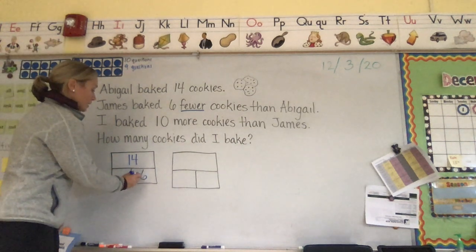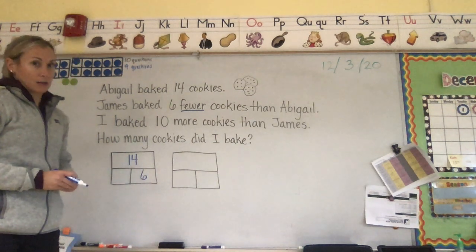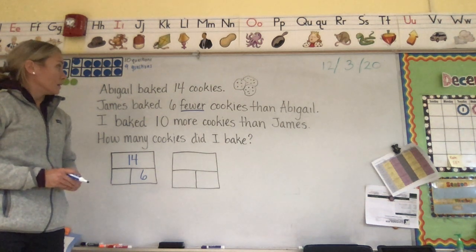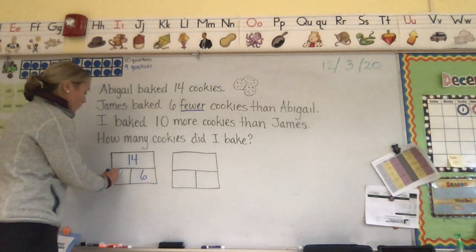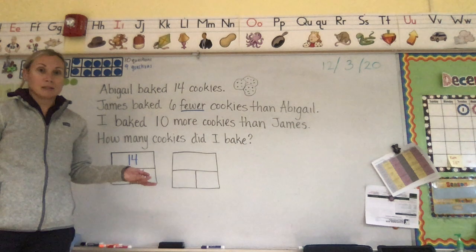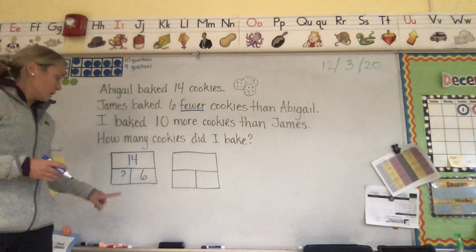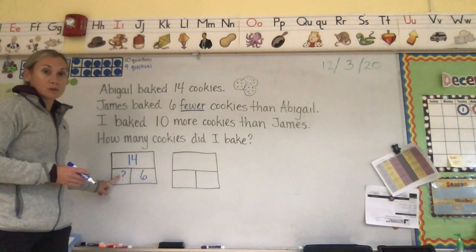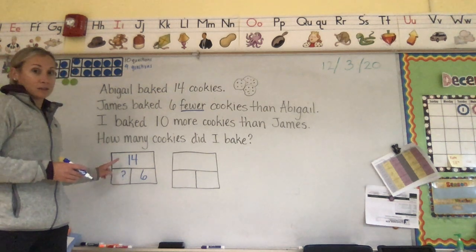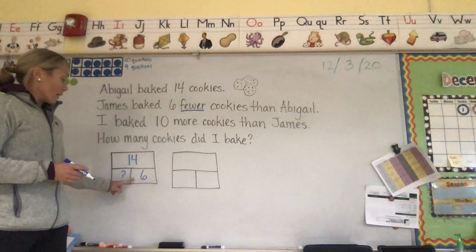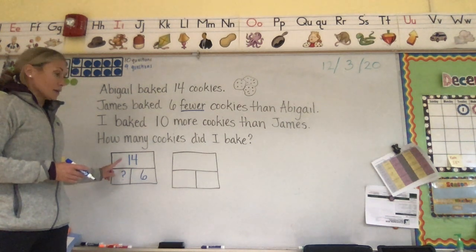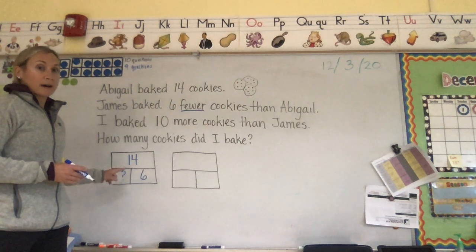So I'm going to put 6 at the bottom of my bar diagram because it's the smaller number and it's the difference between the cookies. Now, I know that I don't know how many cookies James baked yet. That's what I'm trying to solve. So I put a question mark in my other small part of the bar diagram. Whenever I see a bar diagram that has the top number and one bottom number with the other bottom number missing, this tells me that I need to subtract.